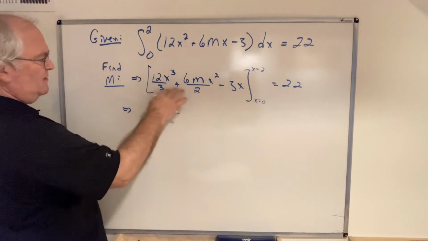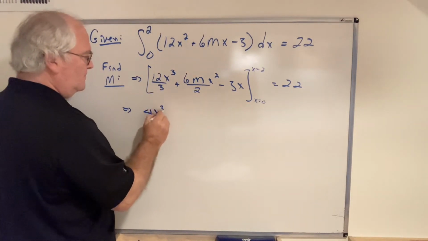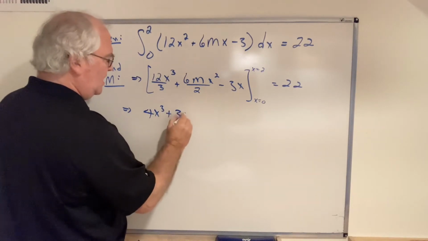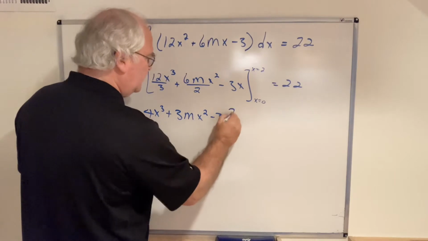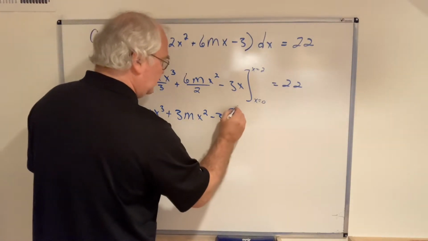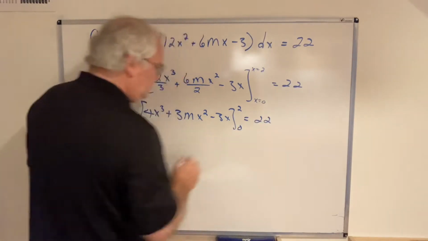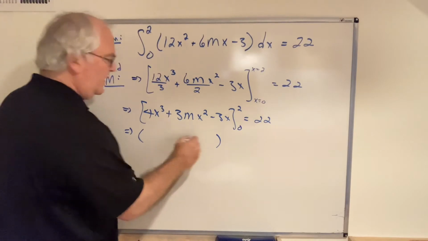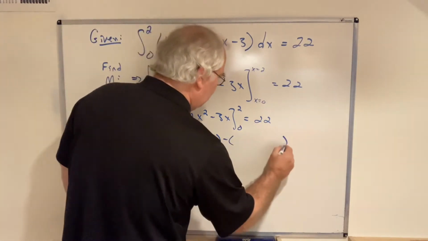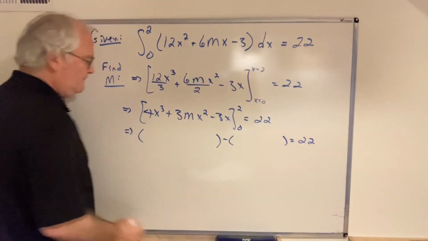Well, first I'm going to simplify this. This is 4x to the third plus 3m x to the second minus 3x, and that's evaluated, I'm going to go back to just 0 to 2, and that's equal still to 22. And so what do we get? We evaluate at the upper limit of integration minus evaluate at the lower limit of integration, but that is still equal to 22. We're just given that 22.